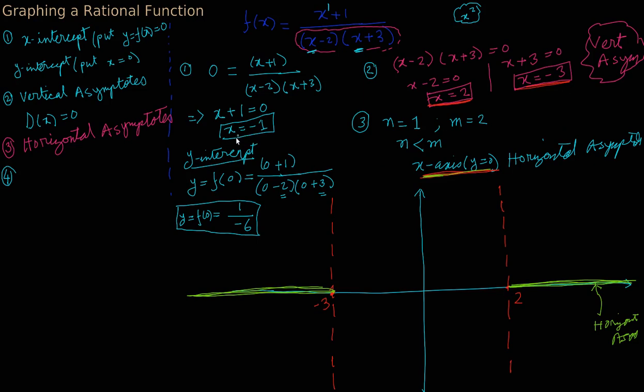So what is my x-intercept? My x-intercept is at x equal to -1. So x equal to -1 is, let's say, somewhere here. Okay, so here is my -1. And what is my y-intercept? The y-intercept is y equals -1/6. So -1/6 is, let's say, somewhere here. So we already plotted the x-intercept and y-intercept.